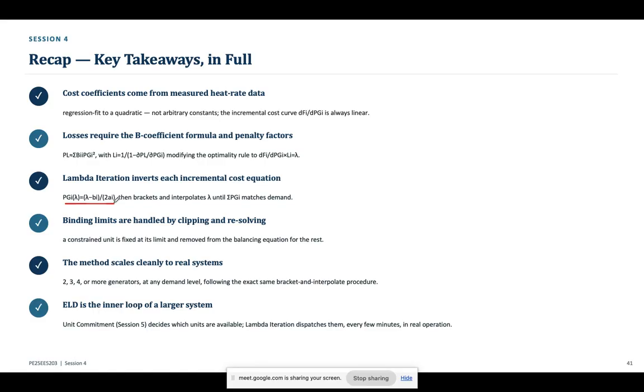economic marginality. Finally, today's economic load dispatch is one layer of the larger power system optimization hierarchy. Unit commitment determines which machines are available. Economic dispatch determines how much each available machine should produce. Network aware optimal power flow adds voltage, line flow, and other electrical constraints.